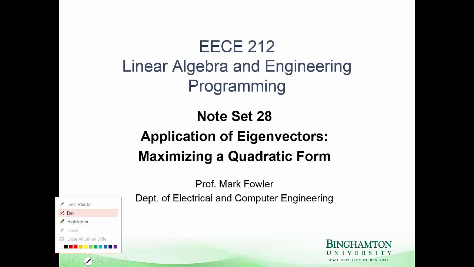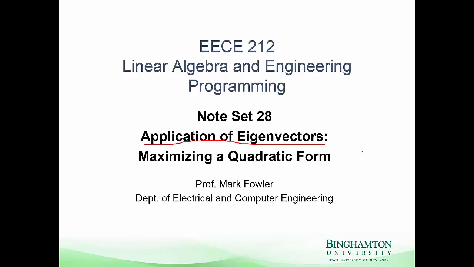Okay, welcome to note set 28, where we'll talk about application of eigenvectors, eigenvalues, eigenstructure. And what we're going to look at is how to maximize a quadratic form. Actually, this should really be called constrained maximization of a quadratic form, as we'll see in just a minute.